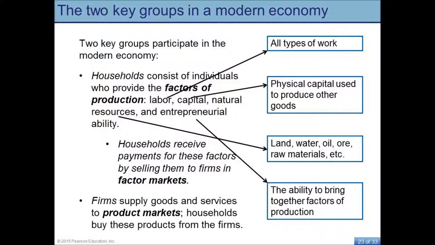Households need to buy products from firms, and firms need to buy labor, capital, natural resources, and entrepreneurial ability from households. With labor, we mean all kinds of work. With capital, we mean the type of capital used to produce other goods. With natural resources, we mean land, water, oil, ore, raw materials, etc. And with entrepreneurial ability, we mean that ability to bring together all the factors of production.